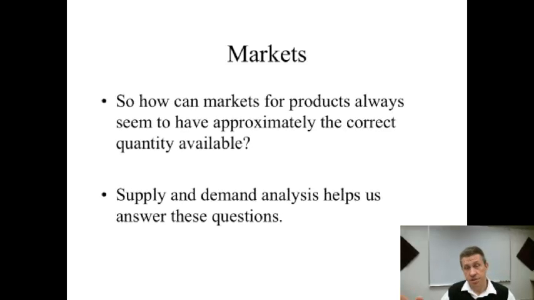A couple of the questions, or the big question we look at in this lesson: how does that happen? How can markets for products always seem to have approximately the correct quantity available? And while we start this, I'll ask you to think, how often do you see shortages of products? How often in your daily life is there a shortage of a product?